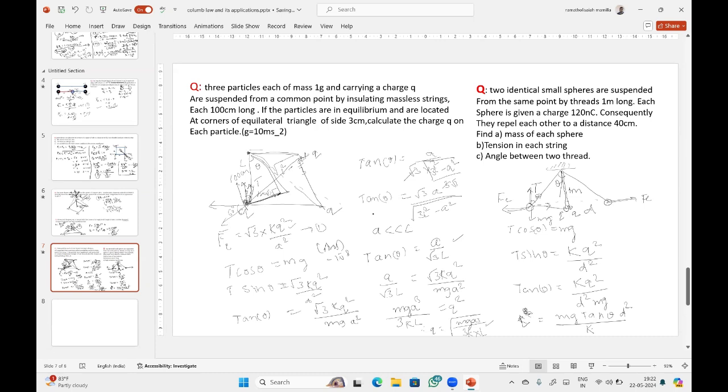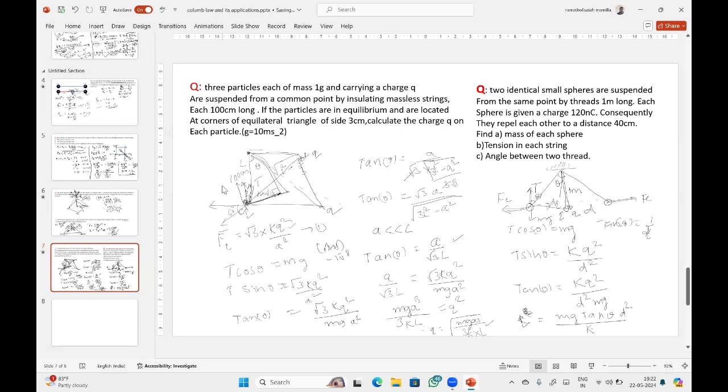So this is d by 2, and this is 1 meter. Therefore tan theta is equal to opposite by adjacent, d by 2 over 1. That value you substitute, and you will get the answer. So these are the models and applications of Coulomb's law of force.